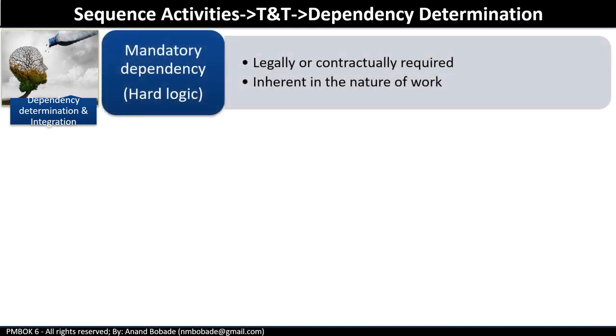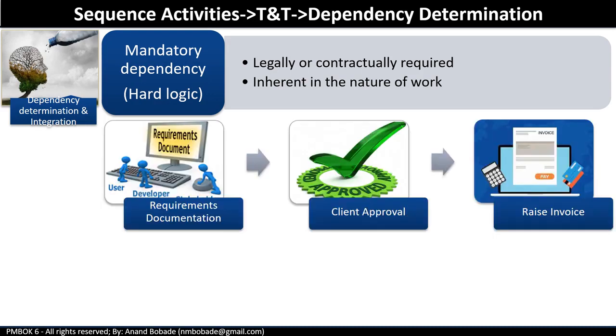We'll go through each dependency in detail. Mandatory dependency. These are the dependencies that are legally or contractually required, or are inherent in the nature of work. For example, unless and until client approves requirements document, vendor cannot raise an invoice. Or in this case, you can say this is simply a contractual dependency where unless and until there is a client approval, you cannot raise an invoice.